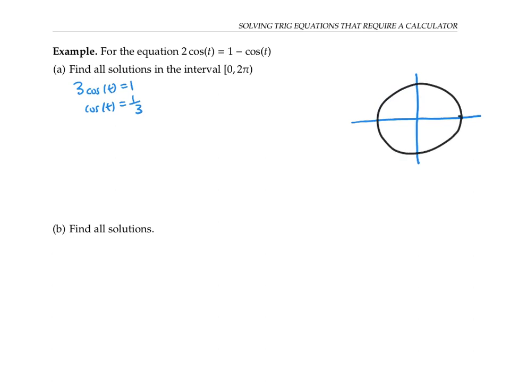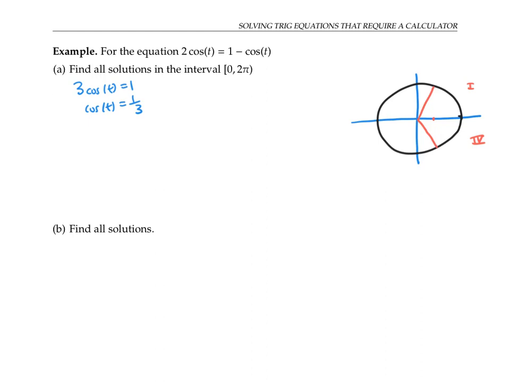Cosine represents the x value of a point on the unit circle, so I'm looking for a point on the unit circle whose x-coordinate is approximately 1/3, so maybe right here, and the symmetric angle right here. Those are angles in the first and fourth quadrants.